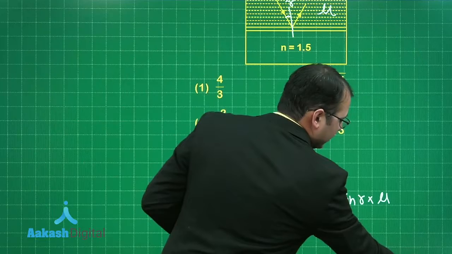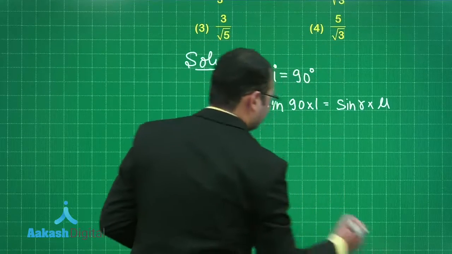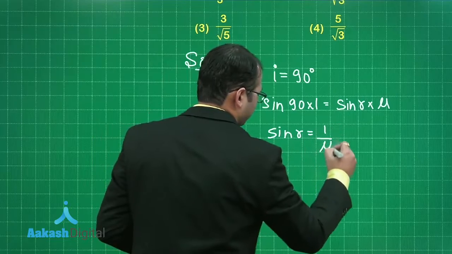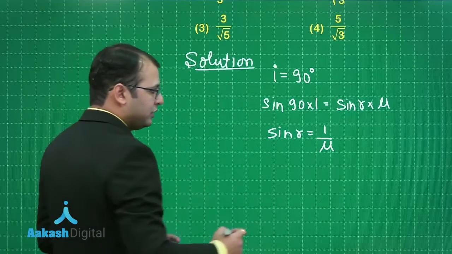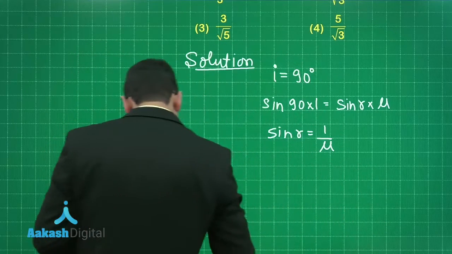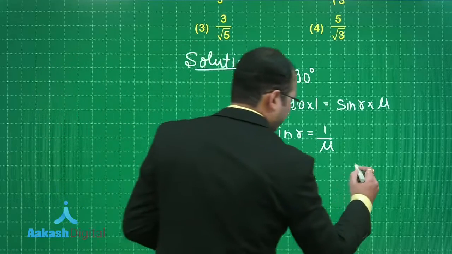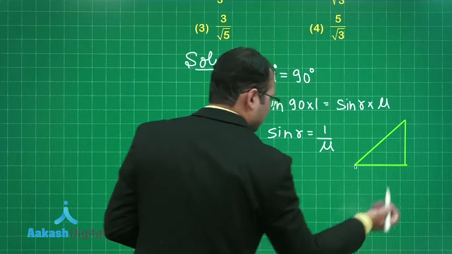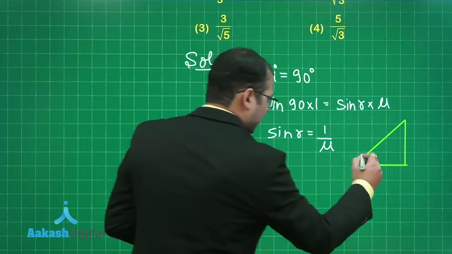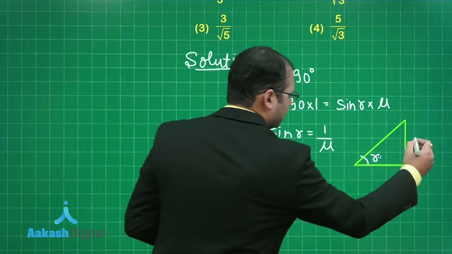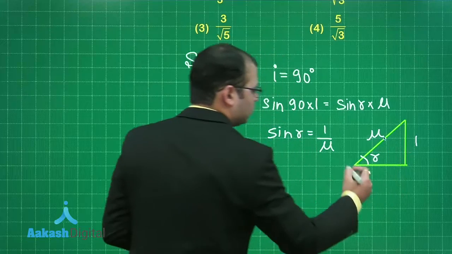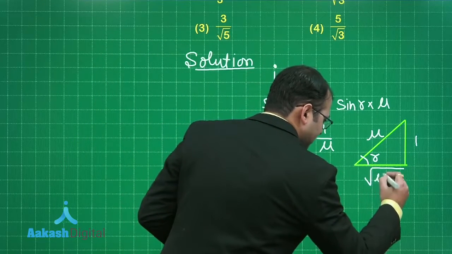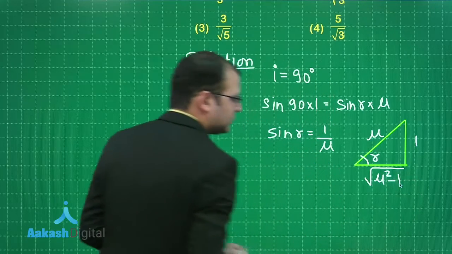From this you will get sine R equals 1 by mu. When you see this, you will definitely find a triangle. Let me draw that for you. Now in this triangle, this angle would be R, perpendicular would be 1 and hypotenuse would be mu, that is the liquid's refractive index. With this, I will figure out that the base would be this.